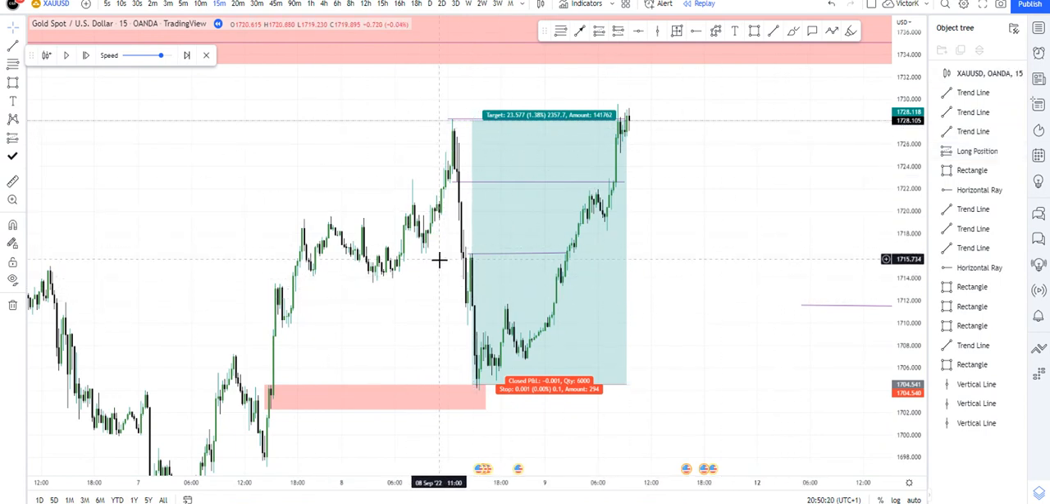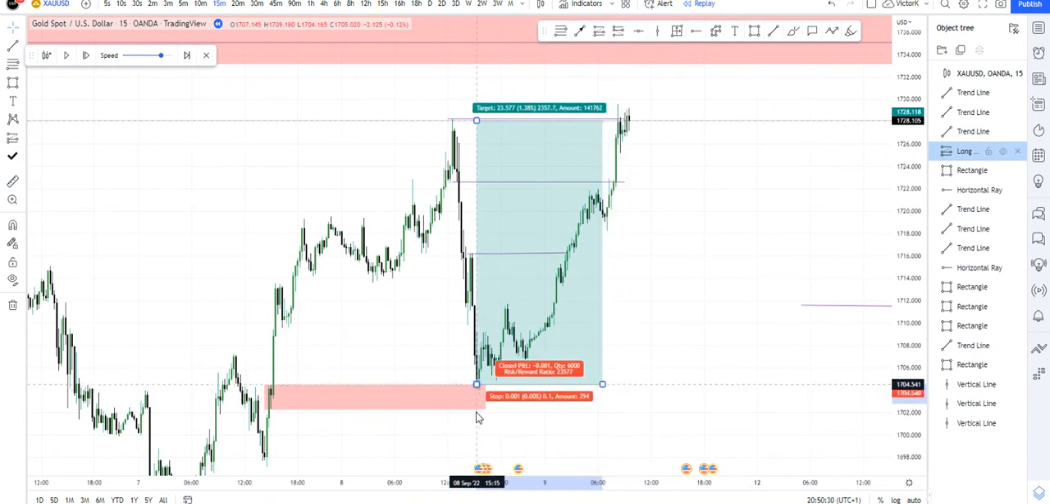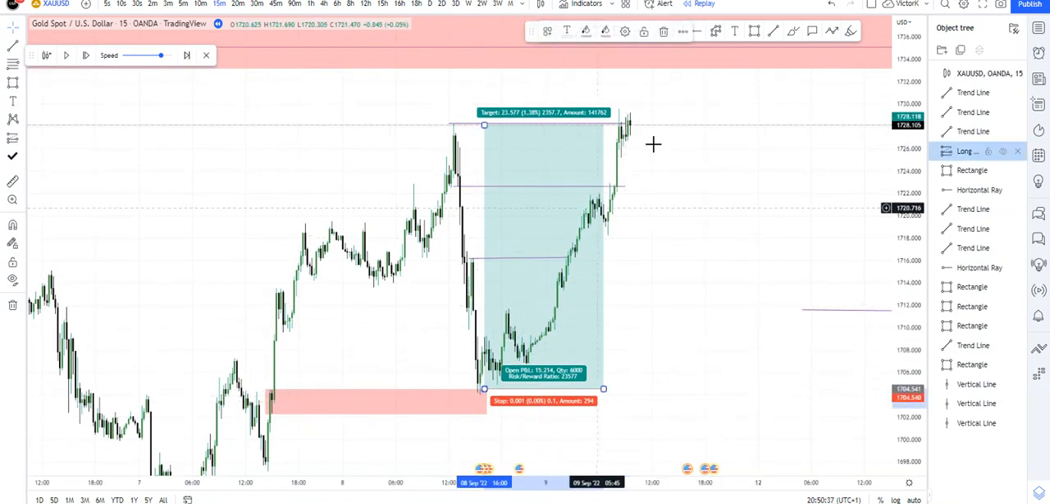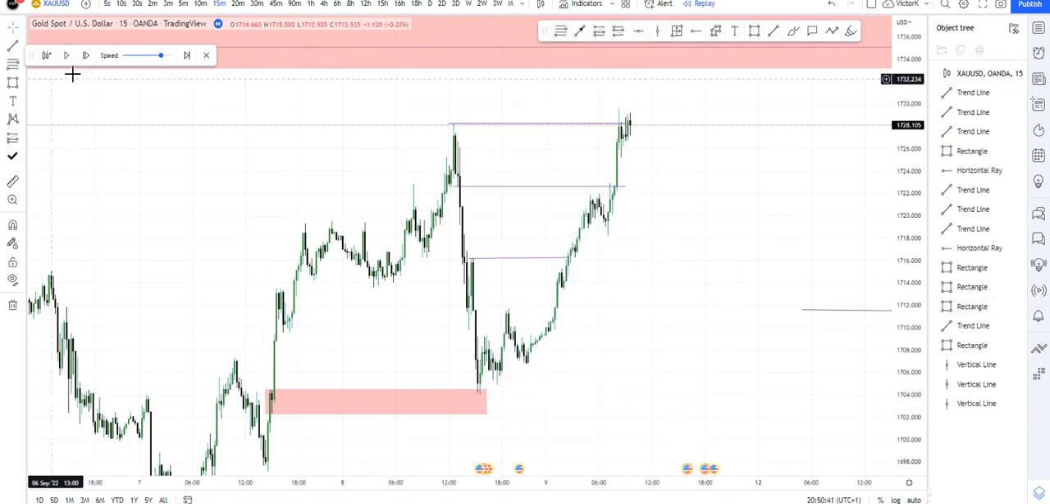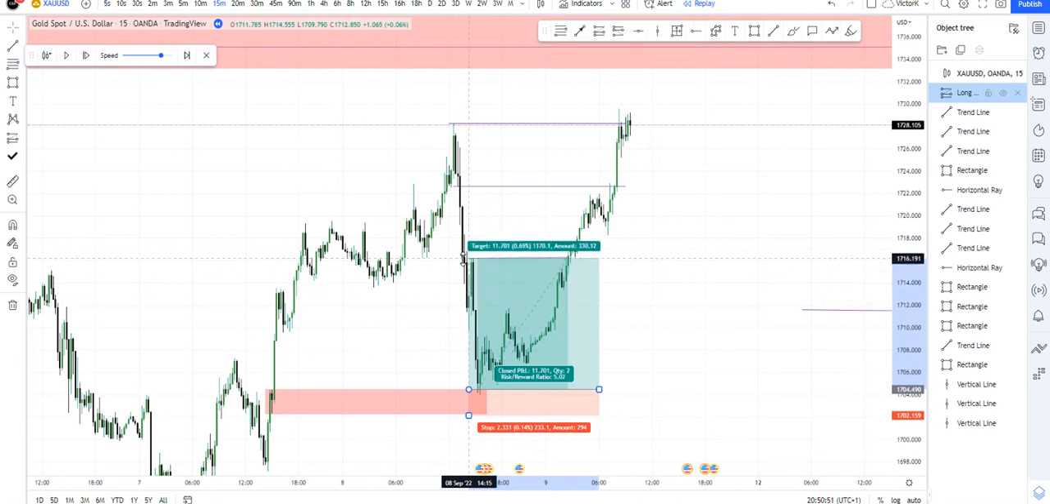So let's say your account is $10,000. You risk $100. So at this point, your profit will be like $500 if you risk $100 at this small SL. So at this point, you'll be seeing $500 profit in your account.